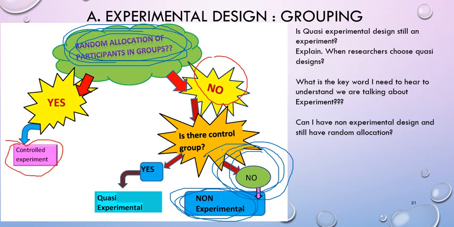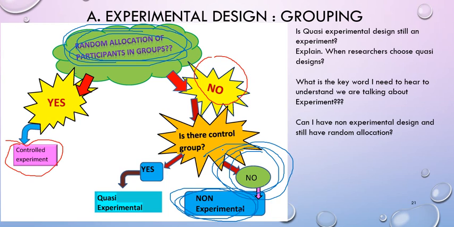Now, also I want you to think, what is the key word I need to hear to understand that we're talking about experiment. Is the keyword control and experiment group, or is the keyword random? I hope you said random allocation.